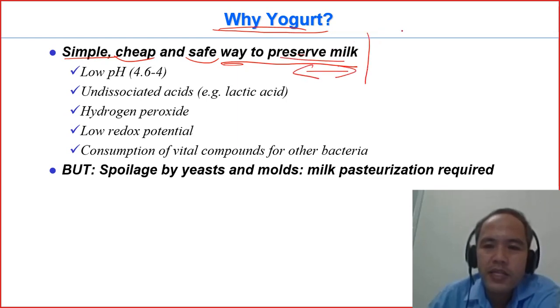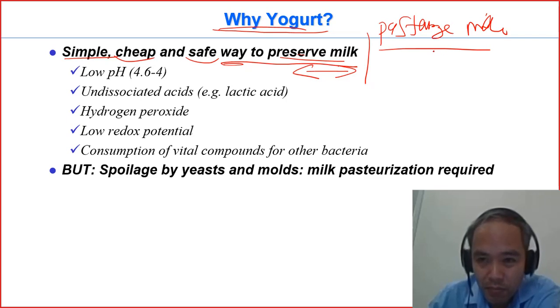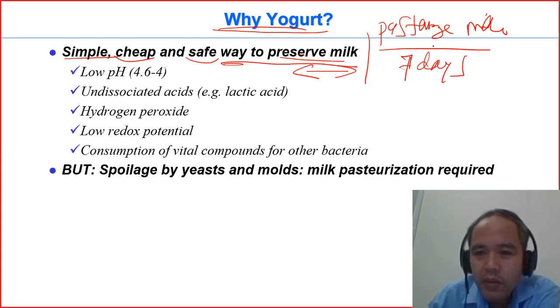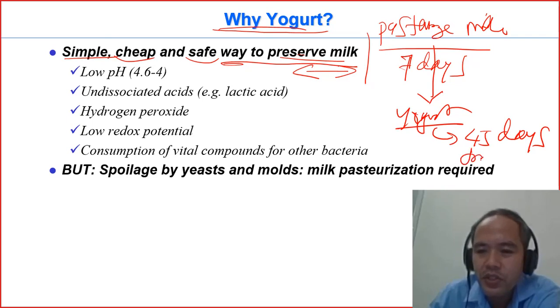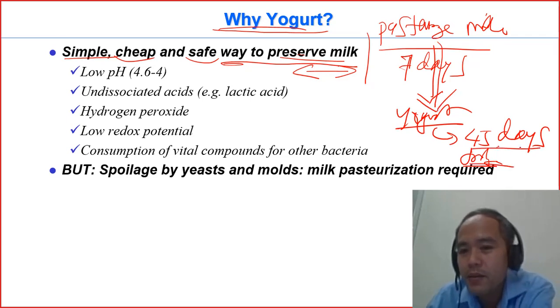For example, when we use heat to pasteurize milk, then we can keep this pasteurized milk in the fridge and the shelf life is 7 days. But if we ferment this into yogurt, then the shelf life becomes 45 days, with the same storage in a fridge. By just fermentation, you can prolong the shelf life many times.